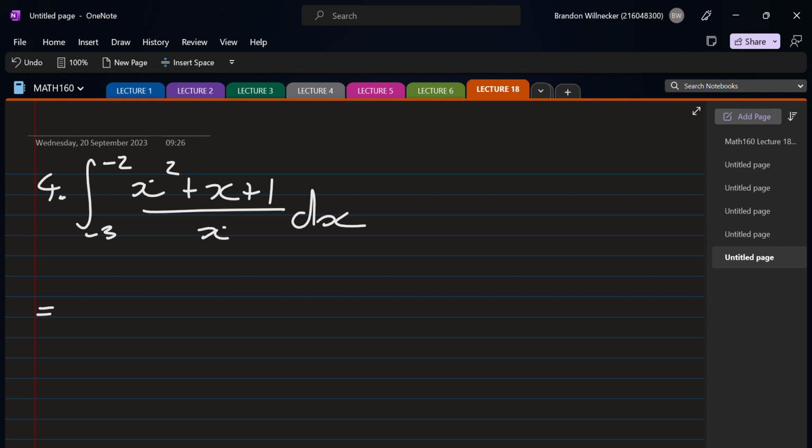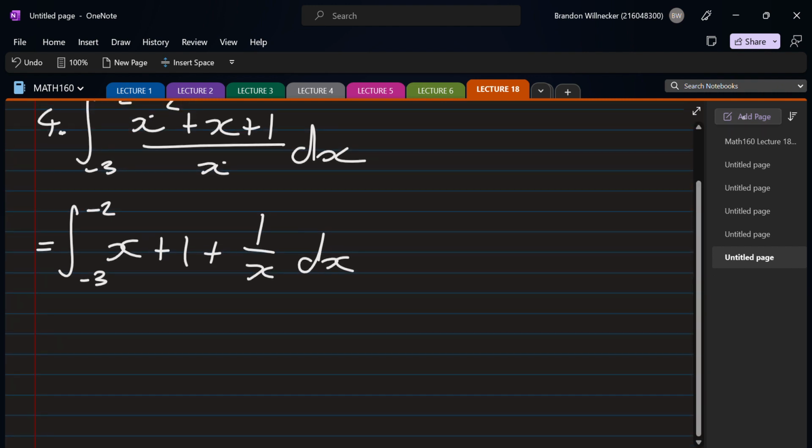So here we need to divide through. So we have the integral from minus 3 to minus 2. x squared over x is x, x over x is 1, 1 over x is 1 over x. Okay, please do not treat it as numerator and denominator separately. Okay, now we've got individual terms, we can find the antiderivative.